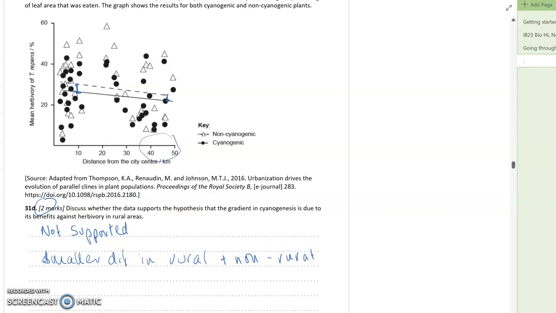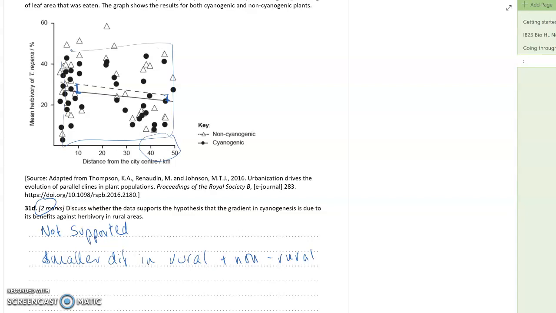You could say that there's just a lot of overlap between the cyanogenic and the non-cyanogenic where it comes to the herbivory results. Like, it's difficult to see a clear trend sort of anywhere in this graph. And you can say that both show a negative correlation. So, I mean, those are the sorts of things.